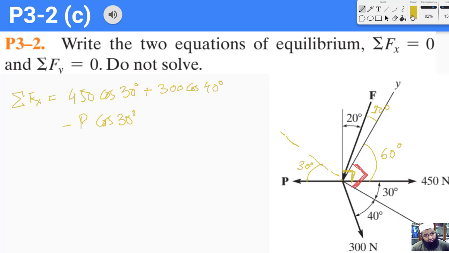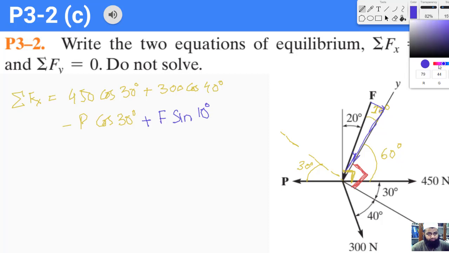So its x component is this, and its y component is this. Its x component is going to be positive, but its y component is going to be negative. So the x component of this force F is going to be plus F sine of 10 degrees, because here we are trying to measure this length. So this is the first equation.